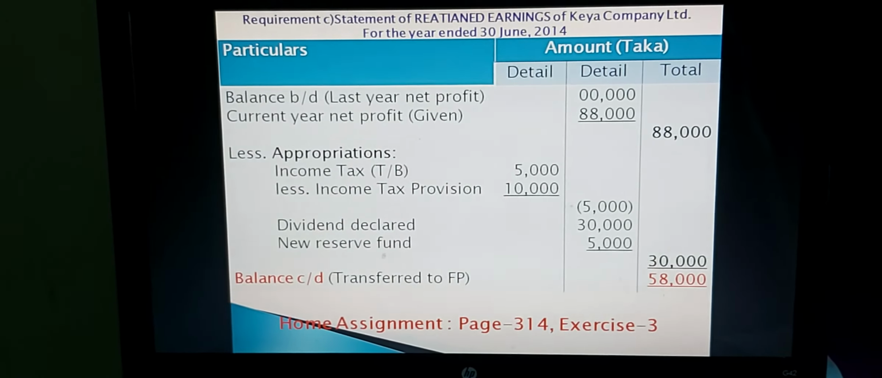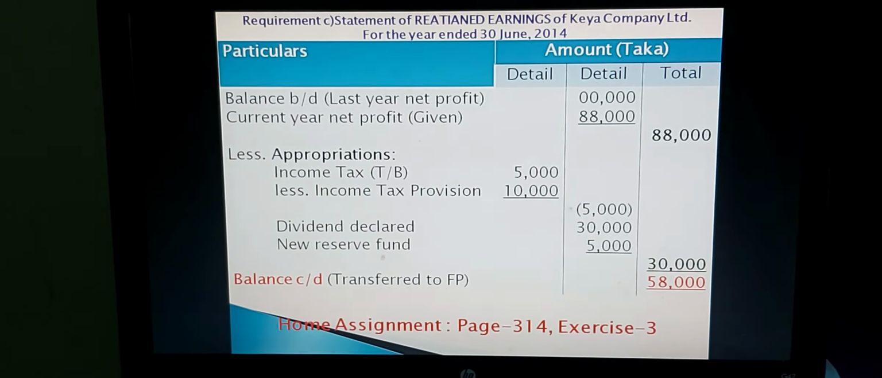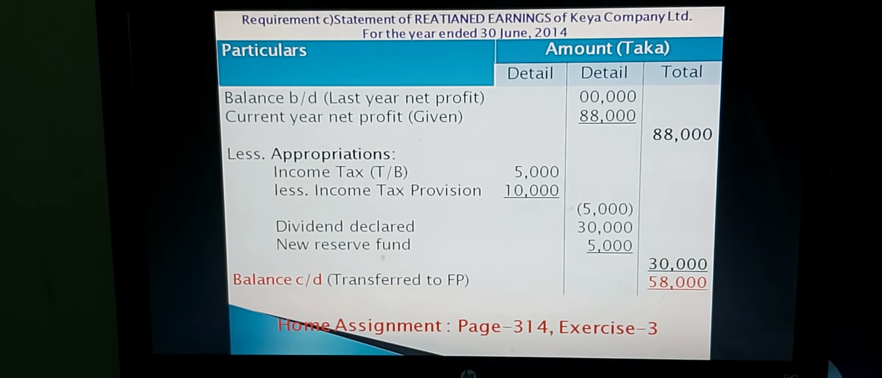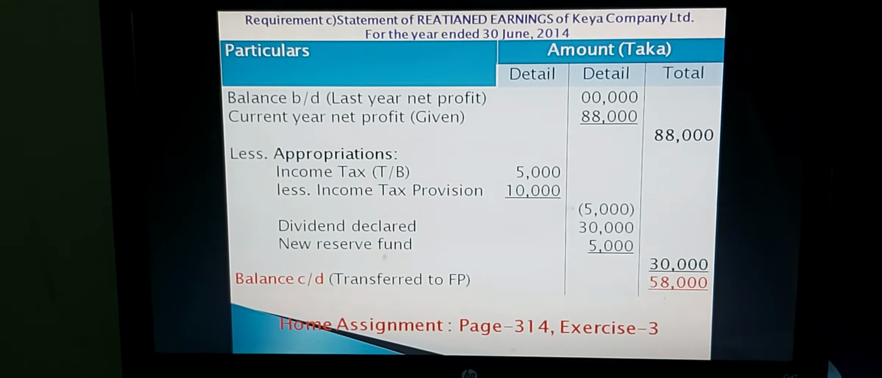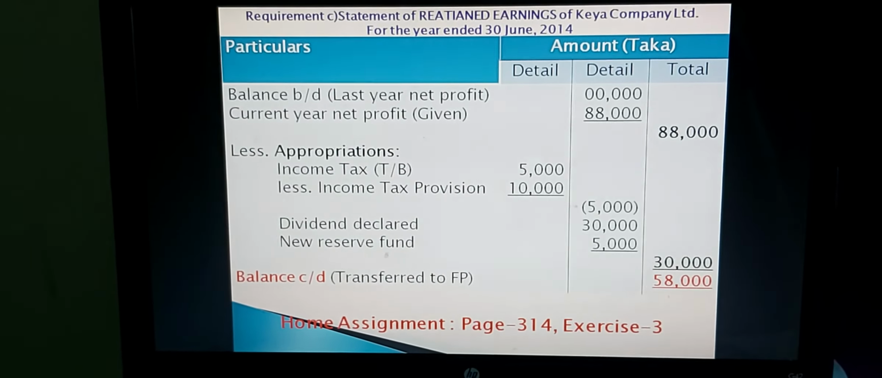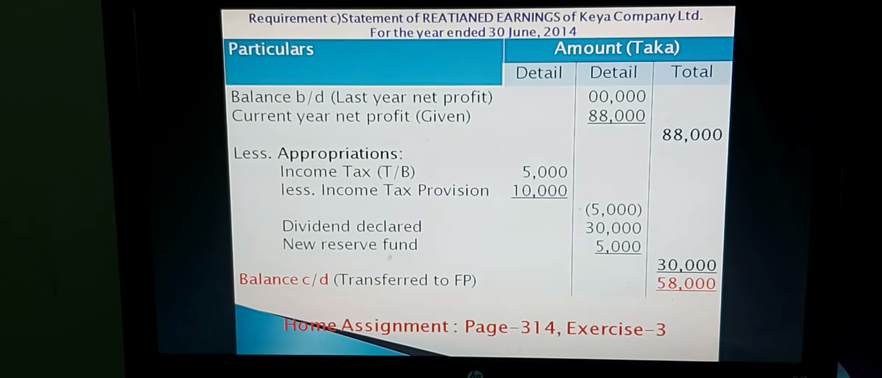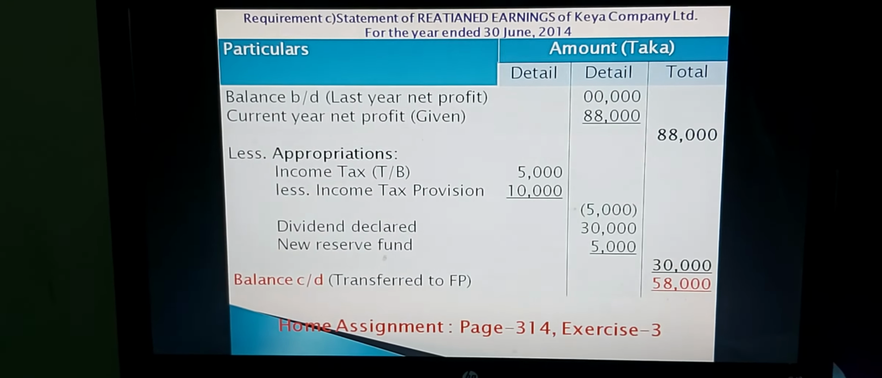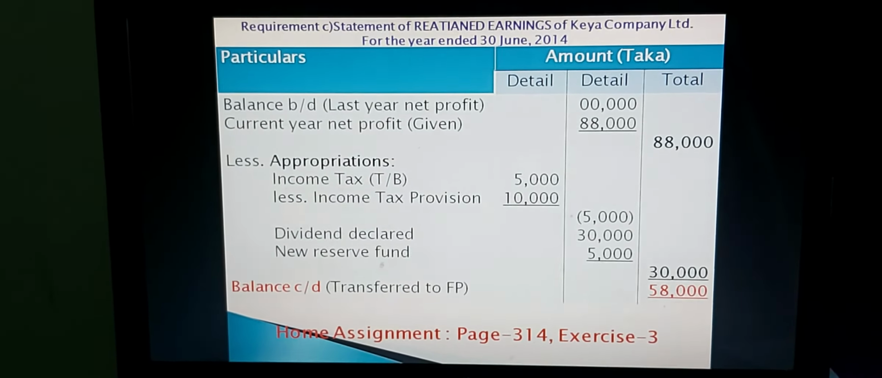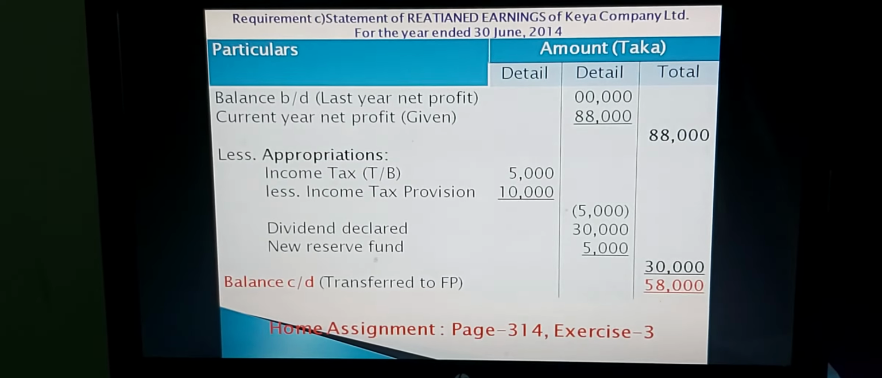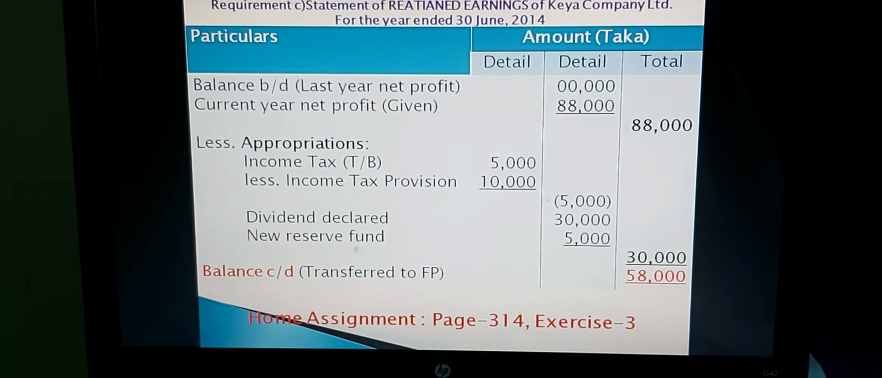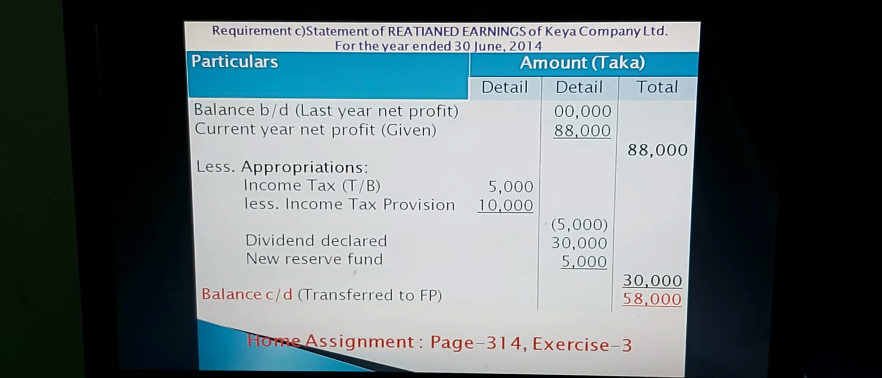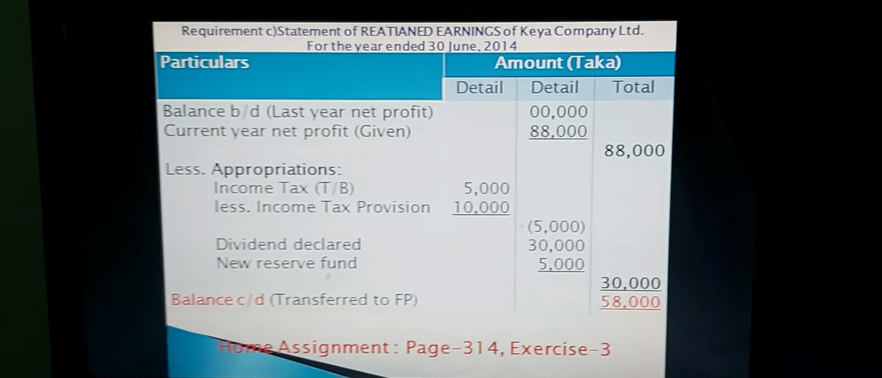Now we got the amount 58,000. This is the amount of balance C/D. It would be transferred to the financial position, that is, for 2, capital and liabilities, and second head, reserve and surplus. Dear students, I think you have written in your copy all requirements.